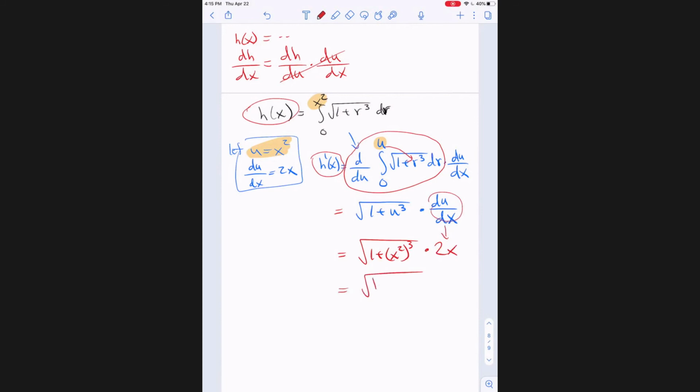So this is the square root of 1 plus x to the 6th. And you can put the 2x here or here, it doesn't matter. I put it on the left. Essentially, if you look at the final answer, it's just like you plugged in x squared in here, but then times the derivative of x squared, which is 2x. At the very top you took x squared and plugged it in for r, but you also take the derivative of x squared.